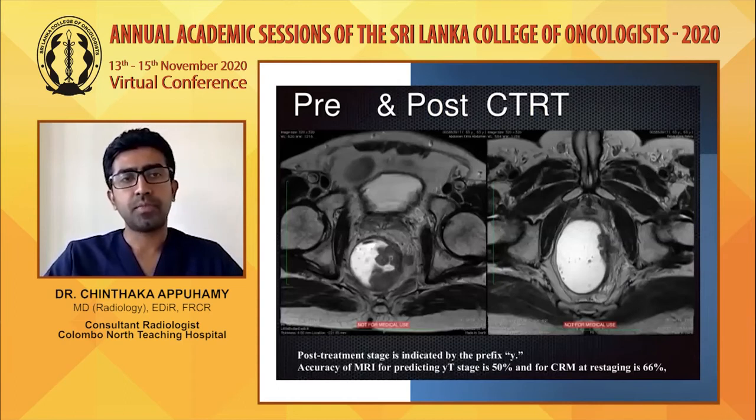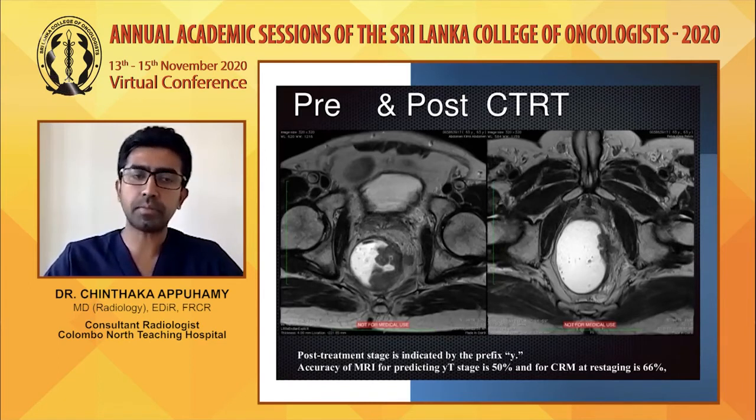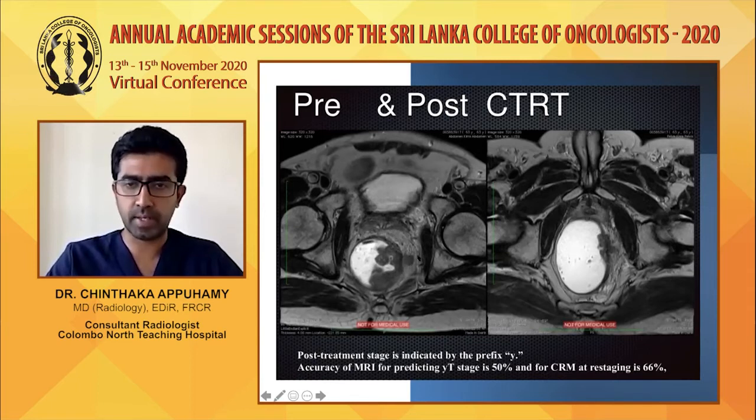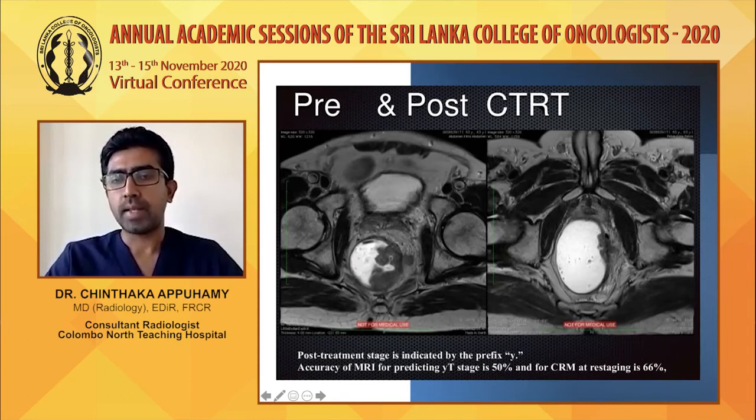These two images show the pre-chemoradiation, neoadjuvant chemoradiation, and on the right side, the post neoadjuvant therapy imaging. The left side image shows a large polypoidal mass with infiltration of the muscularis propria and infiltrating into the adjacent mesorectal fat. Whereas on the right side, there is marked reduction in the size of the tumor.